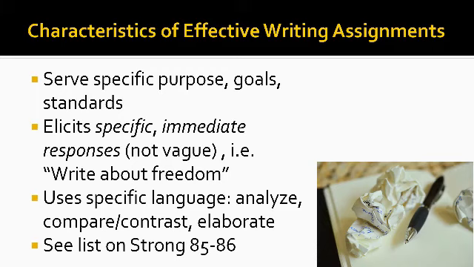They're not vague. If you ask students to write about freedom, that's so hard. What do you want? If you asked me to do that, I would think there was something up your sleeve, because that's really vague. And so what you're going to get from me is vague writing. Good writing assignments use specific language, like analyze, compare, contrast, narrate, explain, and list. And there's a list in your book, William Strong's book, on pages 85-86 that talks about the characteristics of really good writing assignments.